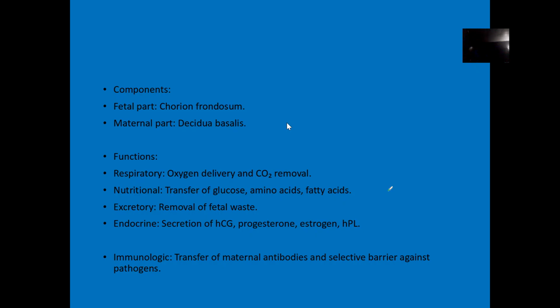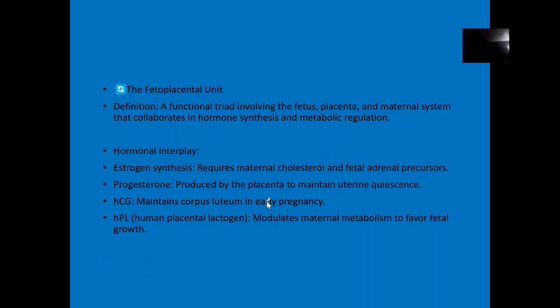So endocrine, it also produces some hormones that are of importance to us. Some of those hormones include human chorionic gonadotropin, progesterone, estrogens, and the rest of it.